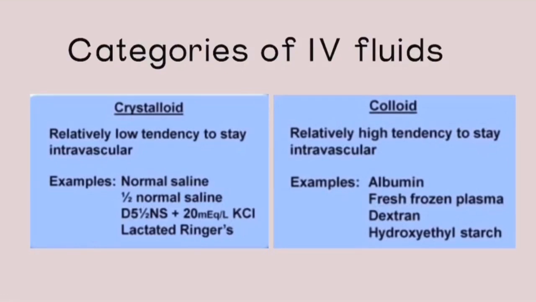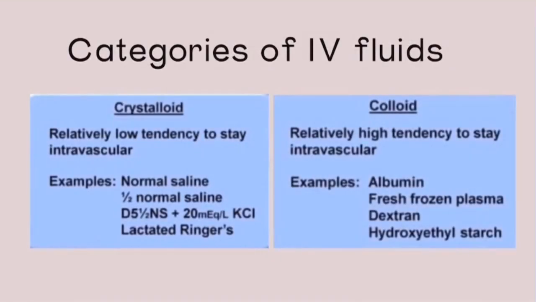Crystalloid fluids are electrolyte solutions that have a relatively low tendency to stay intravascular. Common examples include normal saline, 1/2 normal saline, which literally has a concentration of 50% of that of normal saline. There is a commonly used maintenance fluid, D5 1/2 normal saline plus 20 milliequivalents per liter potassium chloride, and there is also a more complex solution, the lactated Ringer solution.